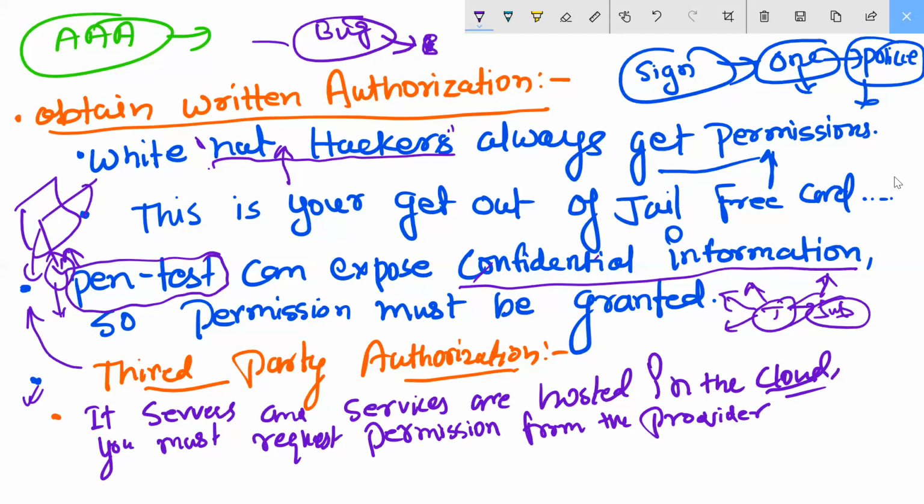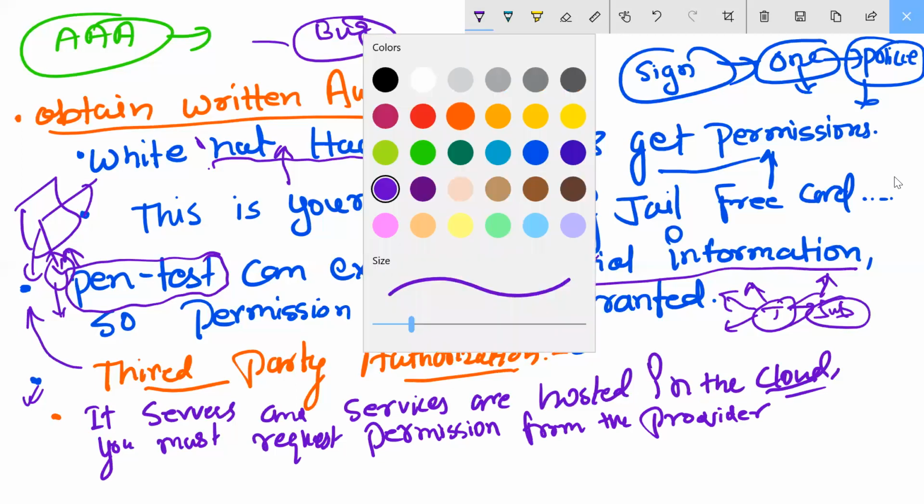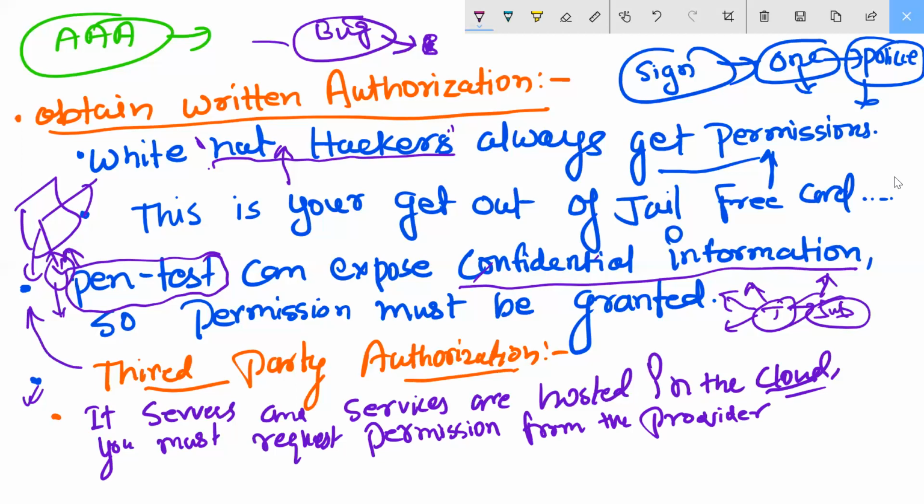See here, I'm changing this one. What prior? I'm writing here. See this point. From the provider, what word came? Prior. You understood my point? The word prior came here. Before that, prior to conducting a pen test. Did I clear my point? You understood this point?